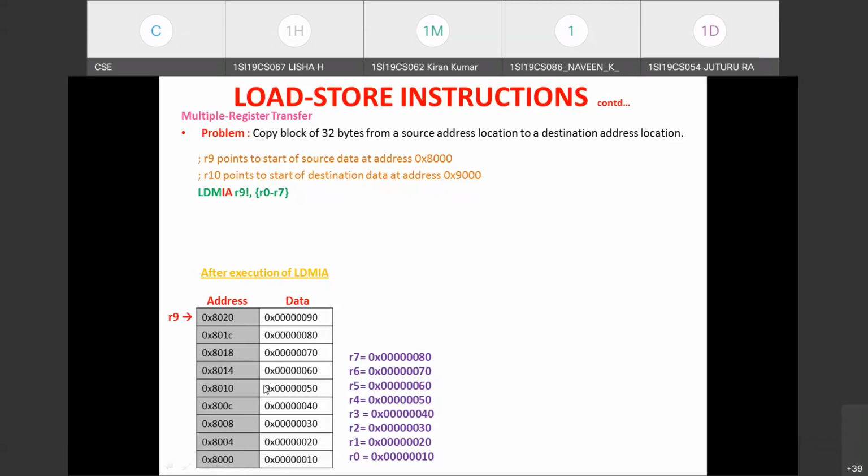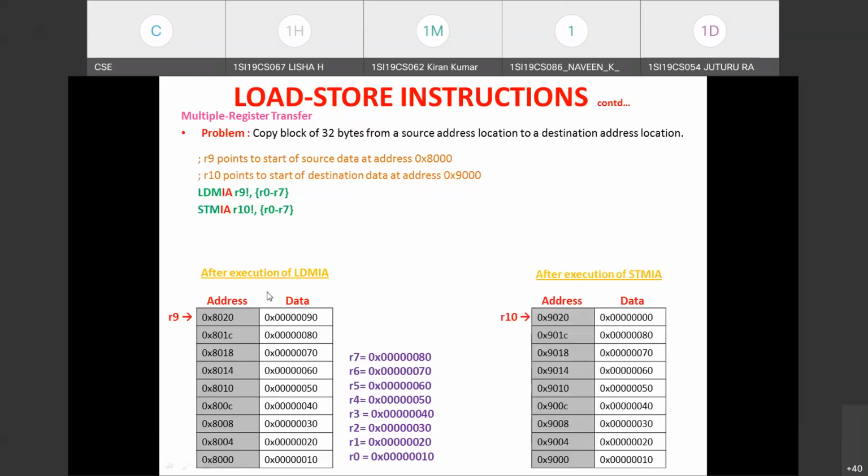Okay, so now we'll write the STMIA instruction. These are the only two instructions you are using to perform this operation: copying 32 bytes of data from the source block whose starting address is 8000H to the destination block whose starting address is 9000H. STMIA R10!, R0 to R7. You have to use the same set of registers and the same addressing mode we have used, IA. See, after execution of the STMIA instruction, just observe R10 pointer is pointing to the address 9020.